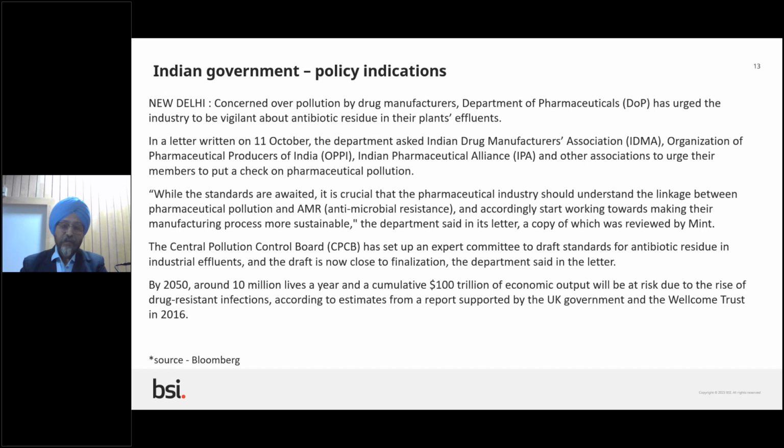The anticipation is that there's a high probability these antibiotic limits would be back in the standard, and the legislation, other than supply chain pressure, would also make it mandatory that we stick to these antibiotic release limits. So there's a high probability, and I believe it could happen next year.